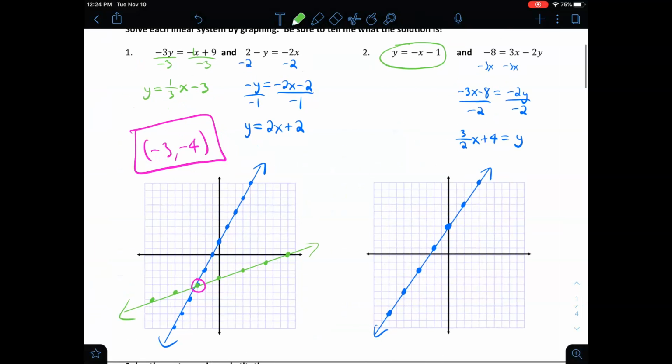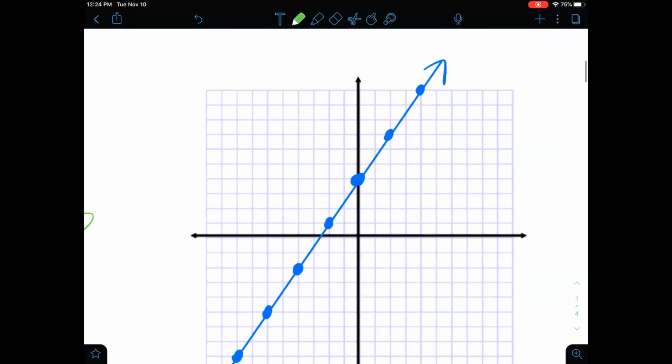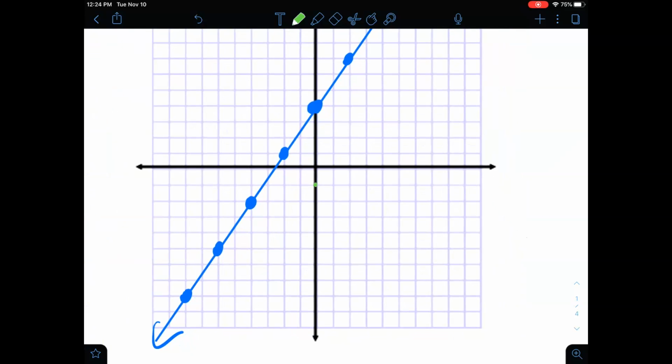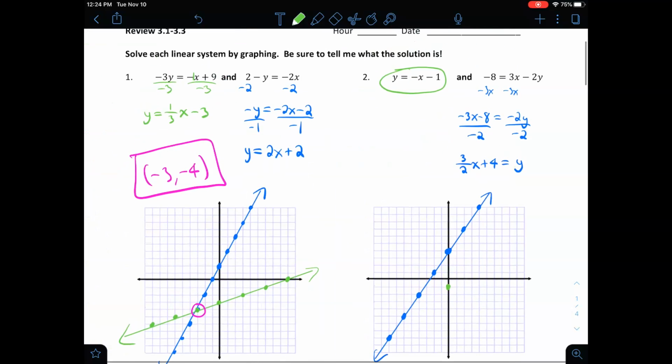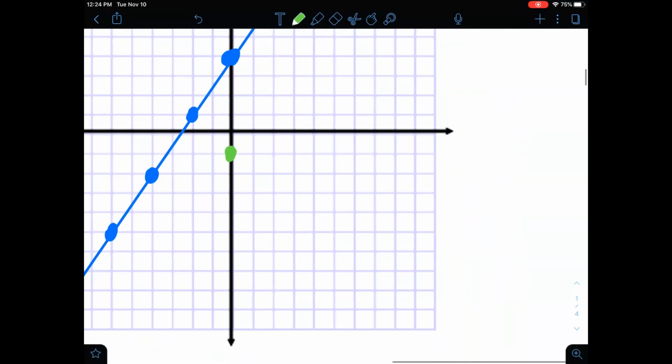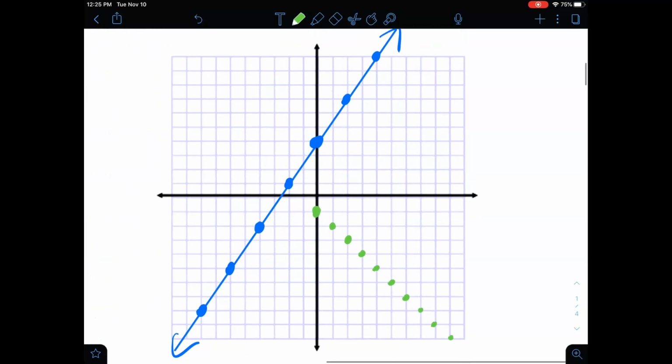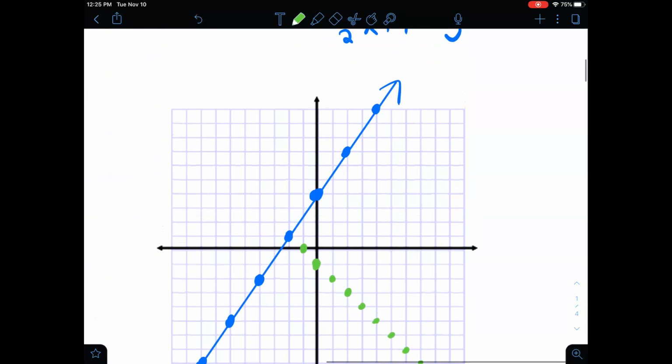All right, and then we have negative x minus 1. So our b is going to be negative 1. We're going to go down 1, put a point, and our rise over run of negative x is down 1 over 1. It's negative 1 over 1, so we go down 1, right 1. Keep going down 1, right 1. And we can also go the exact opposite direction, which is up 1, left 1.